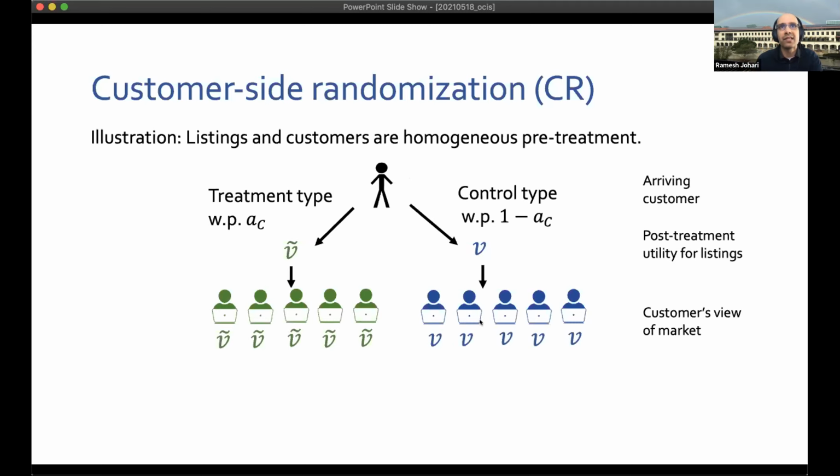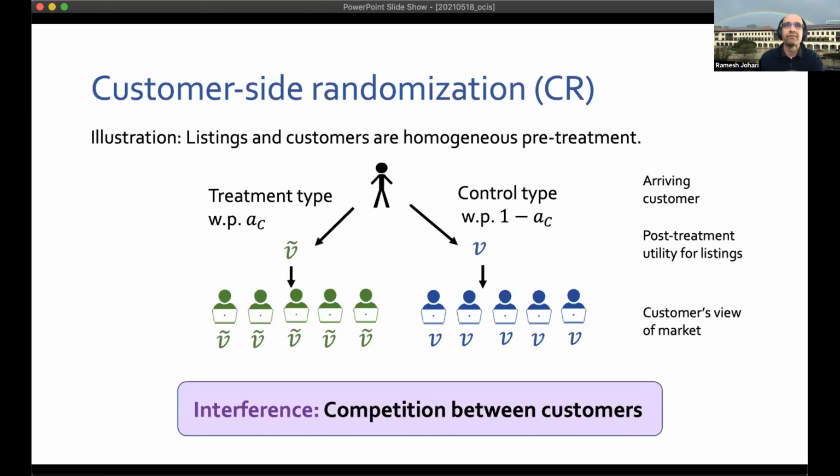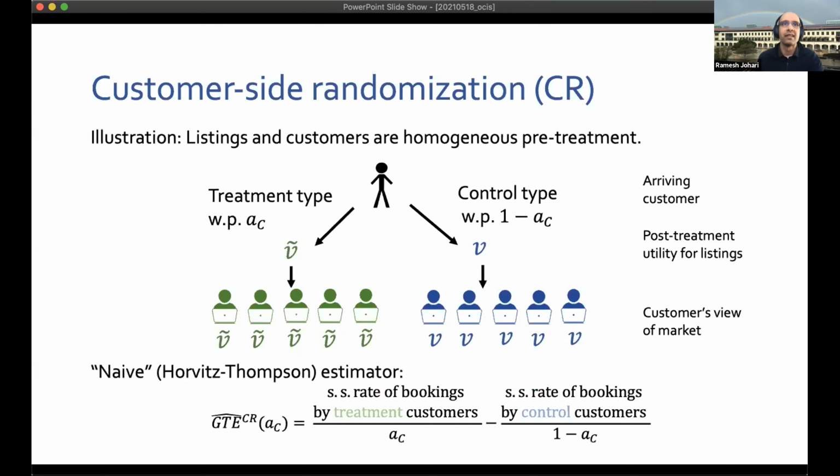If a customer is randomized to control, they arrive to see the exact same market, they would see that market as having 5 listings with utility V, right? For the illustrations I'm going to show you, I want you to keep in mind a setting where V tilde is bigger than V, so that the treatment is better for the customer, increases utility for the customer, okay? Now notice that if a customer arrives as a treatment type and they're more likely to book a listing, they'll take listings off the market. If a subsequent control customer arrives, then that control customer is going to see less inventory in the market as a consequence of the treatment customer's behavior. So this creates intertemporal interference between customers that's arising because of competition for the same limited inventory, as I discussed earlier.